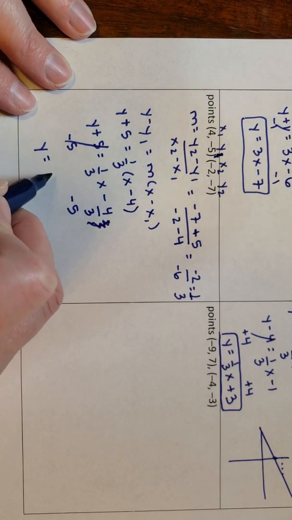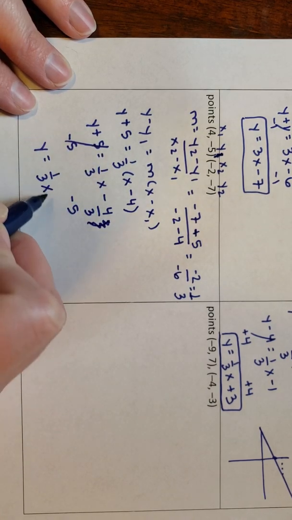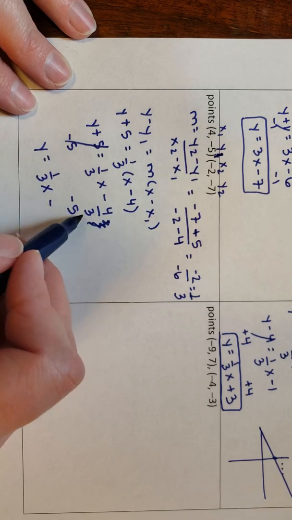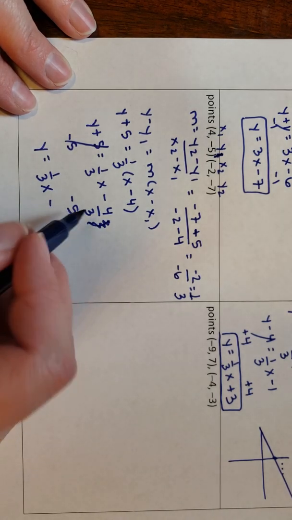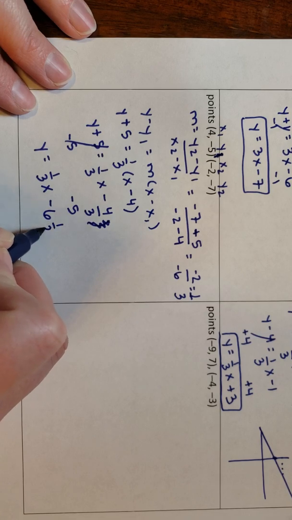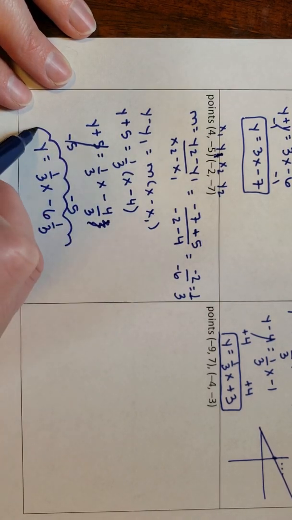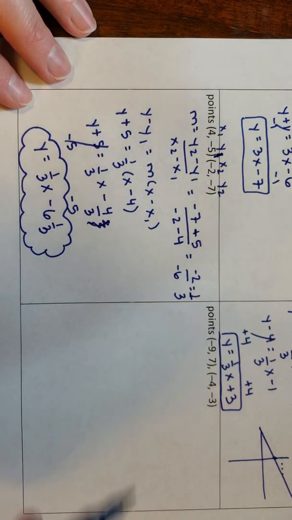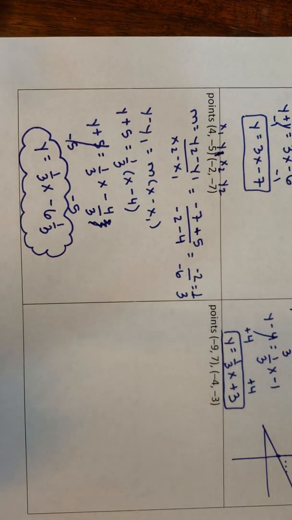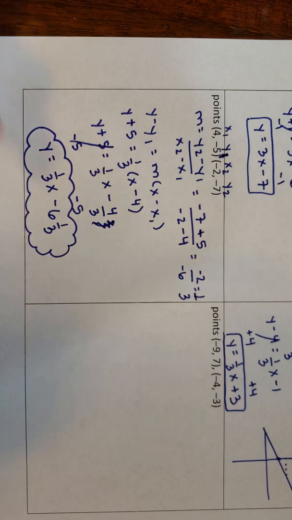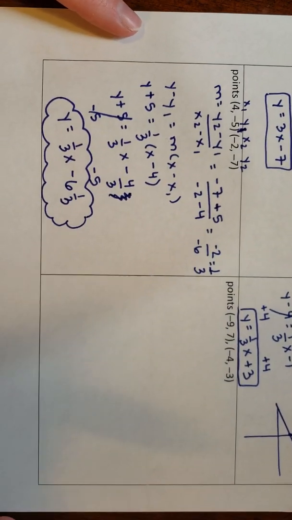Y equals 1/3 of x minus, that's 1 and 1/3, and 5 is 6 and 1/3. Whew, we don't do a lot of fractions. Are we afraid of them? No. Can you handle them? Yes. Would this be a nightmare to graph? Absolutely. I'm not going to make you graph that one.